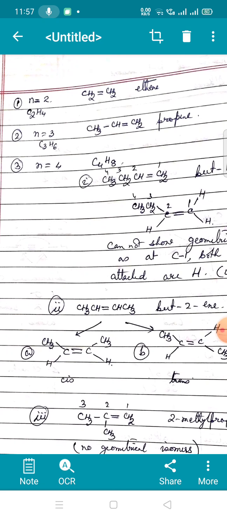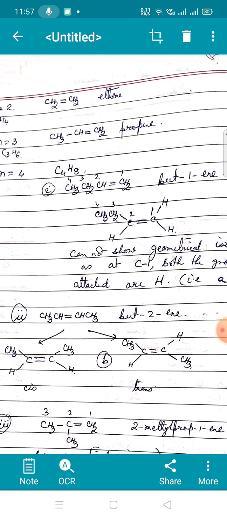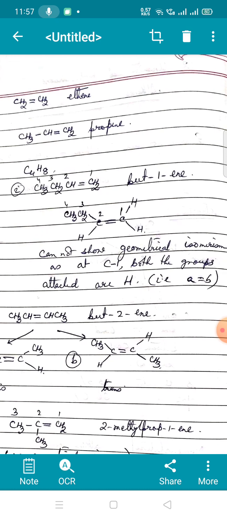When n equal to 4, we start getting various isomers. The first structure we write is CH3CH2CH=CH2. That means the double bond is between carbon 1 and carbon 2. The name of this compound is but-1-ene.